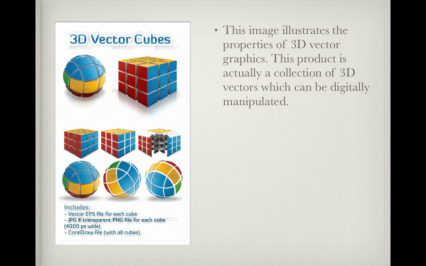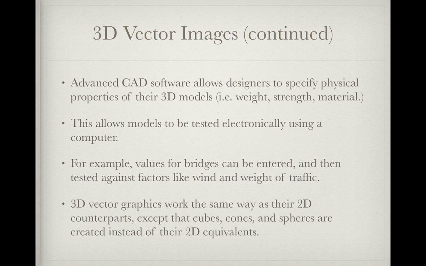This image is actually a digital product which illustrates the properties of 3D vector graphics. This product is actually a collection of 3D vectors which can be digitally manipulated. As you can see, they have cubes, spheres, and they can all be taken apart and manipulated, and they also can be exported into bitmap files as well.